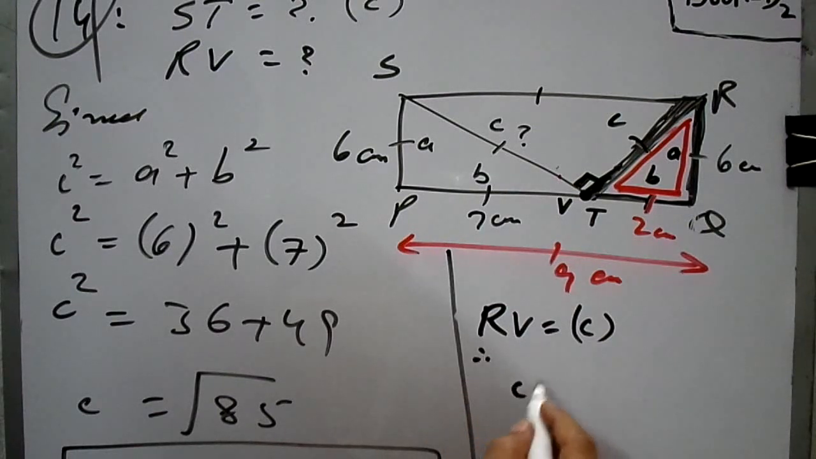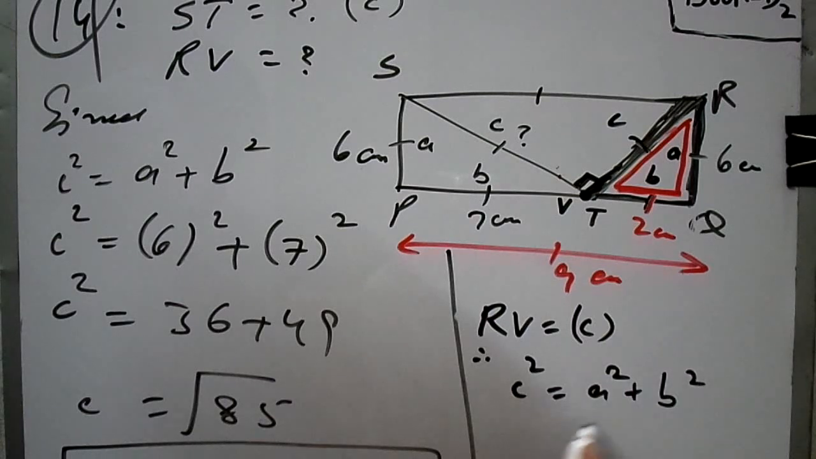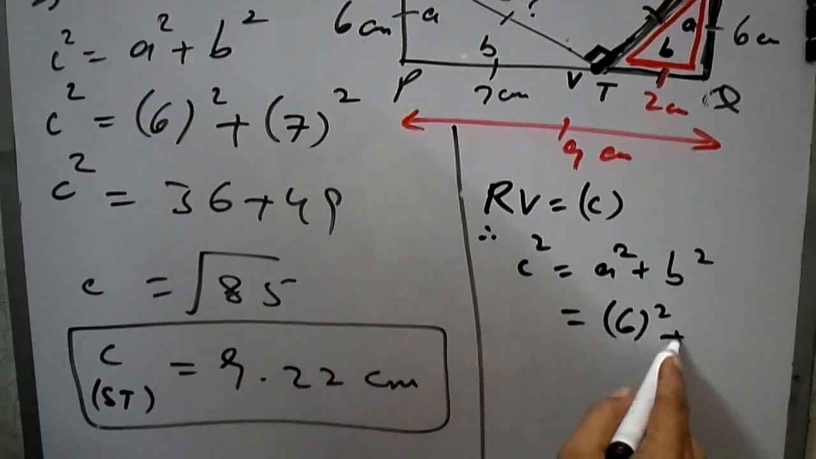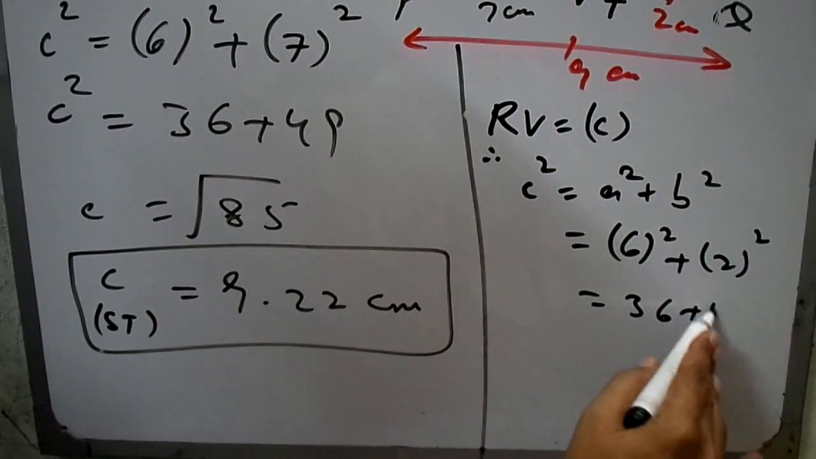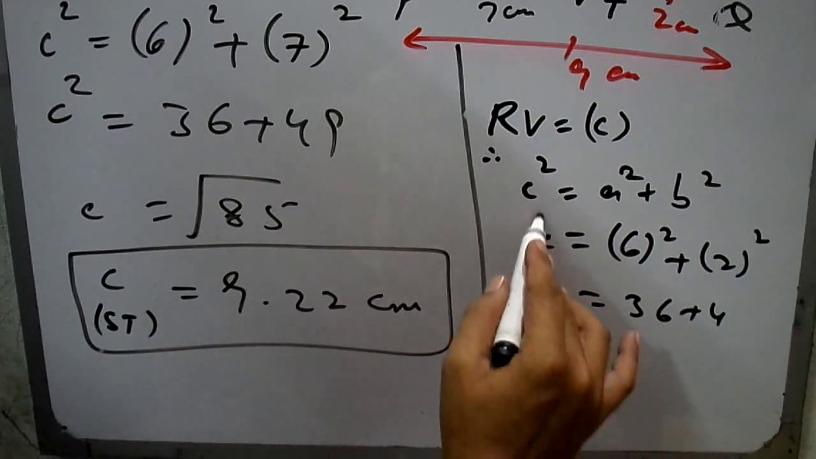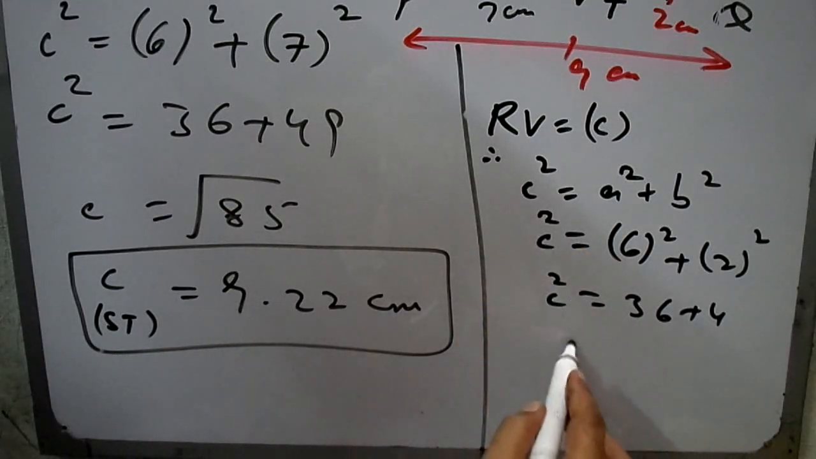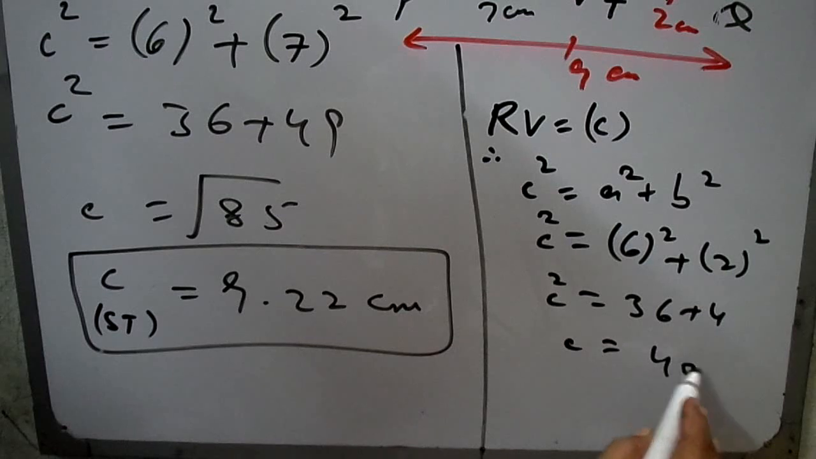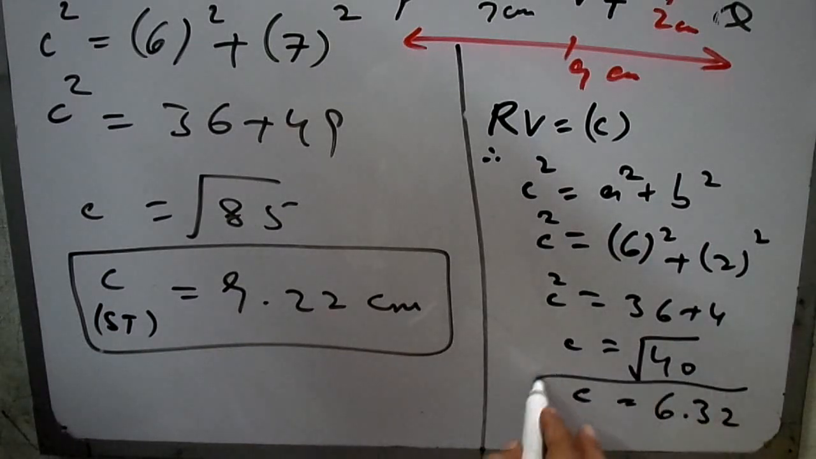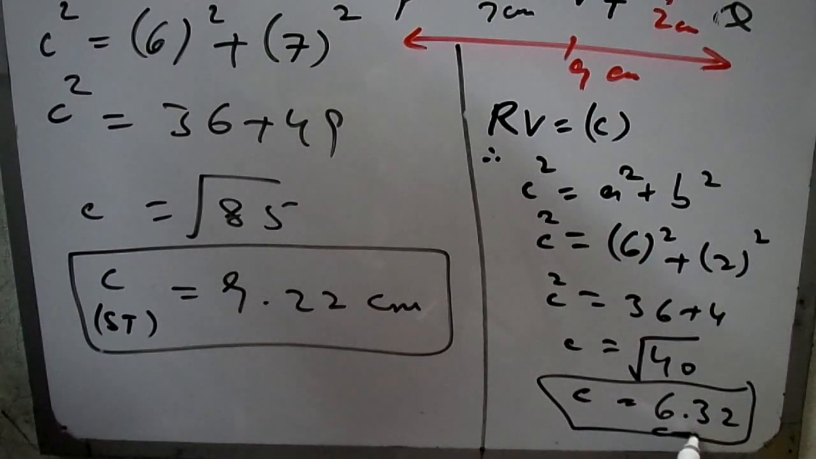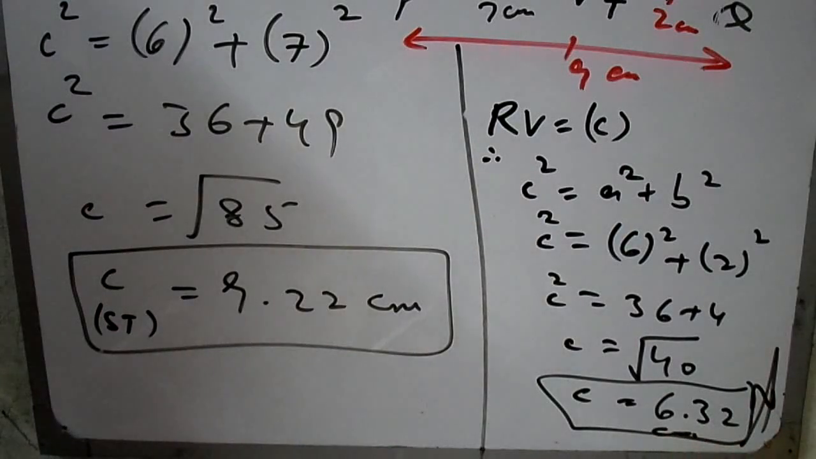So by Pythagoras theorem, C square is equal to A square plus B square. Putting the values, the value of A is 6 and the value of B is 2. So 6 sixes are 36, plus 4, that is 40. You need the value of C, that is under root 40. So the value is 6.32 centimeter. That is your required result. So that is your answer.